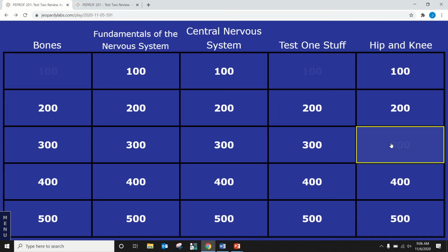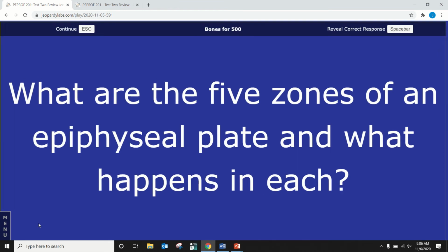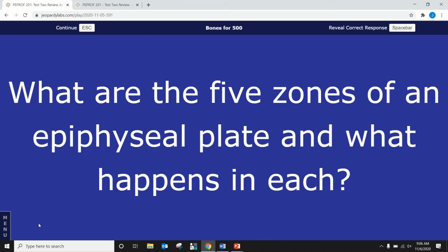All right, back to Jack. Yes, let's go big. Bones for 5. Ooh, that's a tough one too. All right, so what are the 5 zones of an epiphyseal plate, and what happens in each? Like that's a thing, but it's not taking up brain space anymore. All right, Connor, remember? And you can use your notes.